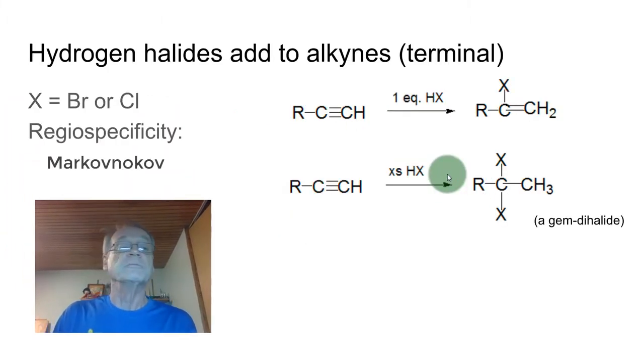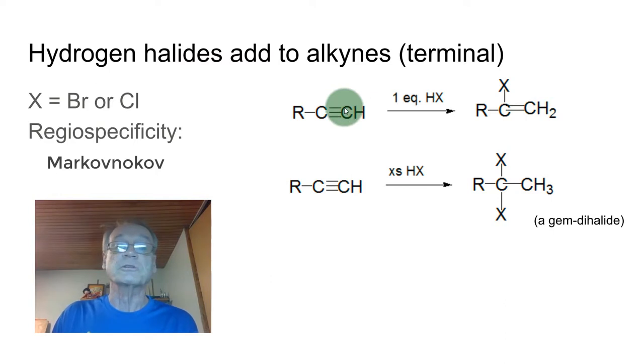Here's the other reaction. Hydrogen halides add to alkynes. So if you take an alkyne, you can add one equivalent of HBr or HCl. The product is then an alkene with one halogen attached. So we've added one hydrogen to this carbon, so it becomes CH2, and one halogen to this carbon, so there is X attached. But because this was a triple bond to begin with, this is now a double bond.